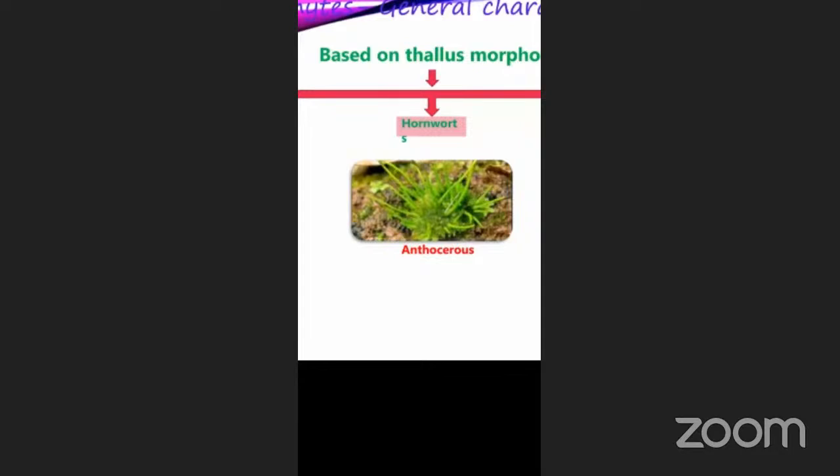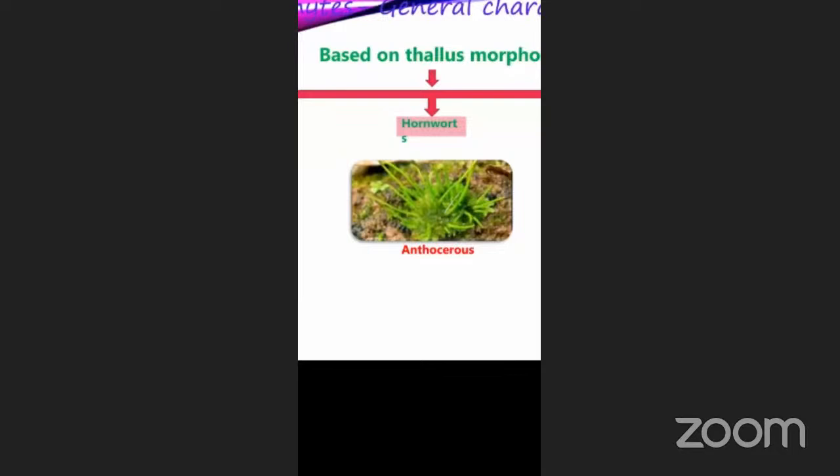similar in structure. The cells on the dorsal side have pigments and do the photosynthesis, but the cells on the ventral side do not have chlorophyll. They produce the rhizoids. And here the reproductive organs are embedded in the gametophyte.